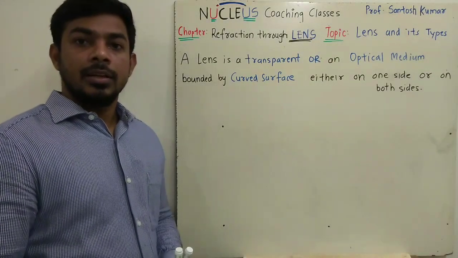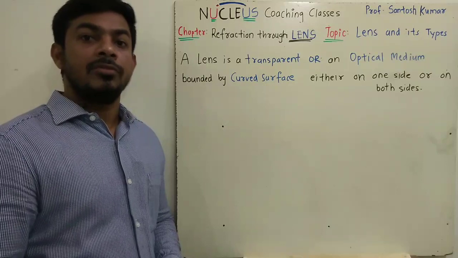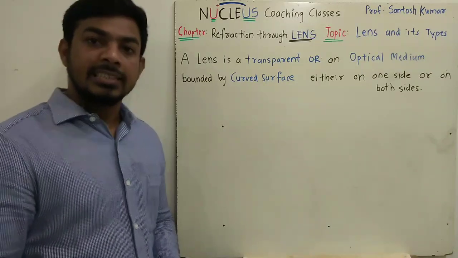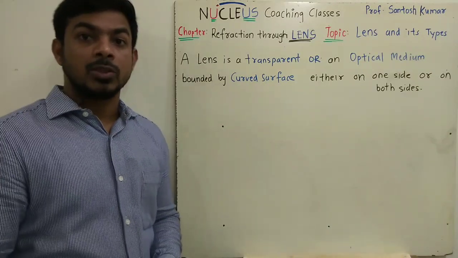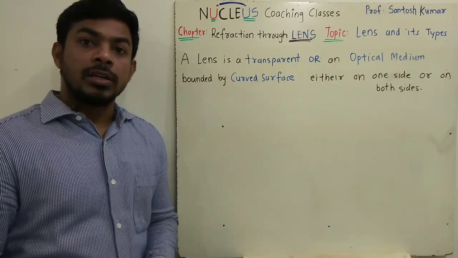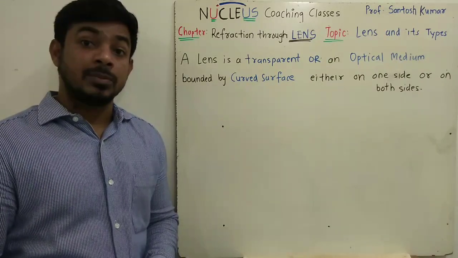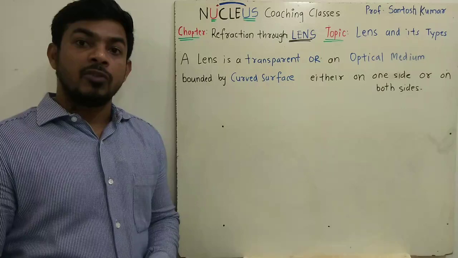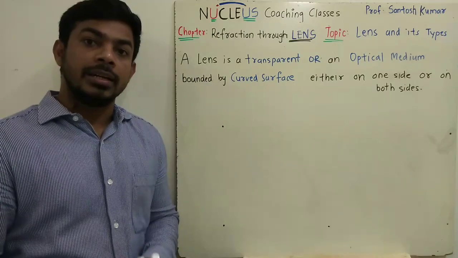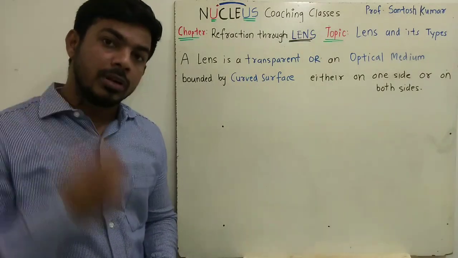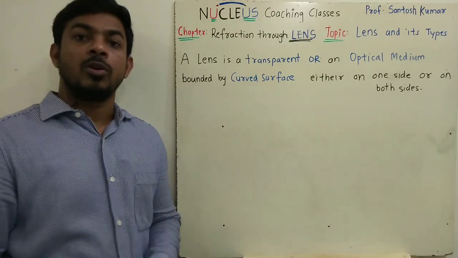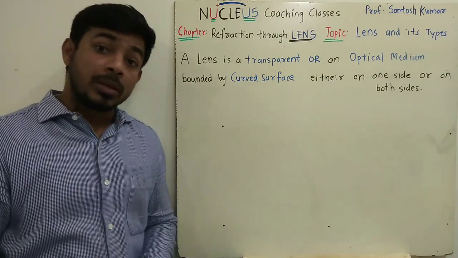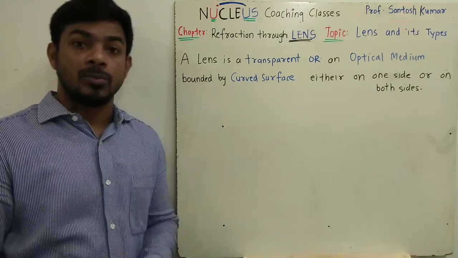Hello students, we have already studied the chapter Refraction of Light, and in that chapter we studied laws of refraction of light, and we also studied rules for the refraction of light, which explain that a ray of light traveling from optically rarer medium to optically denser medium bends towards the normal, whereas a ray of light traveling from optically denser medium to optically rarer medium bends away from the normal.